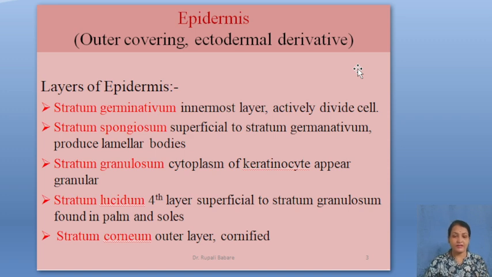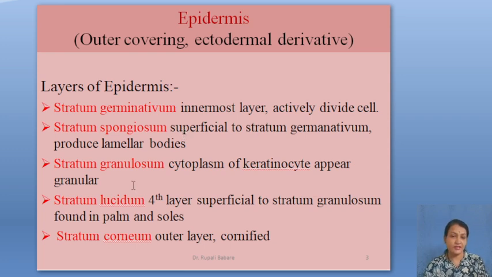The second layer is the stratum spongiosum. It is also known as the prickle cells. The cells of this thin layer are connected to one another with the basement membrane. This stratum spongiosum is superficial to the stratum germinativum and produces lamellar bodies.